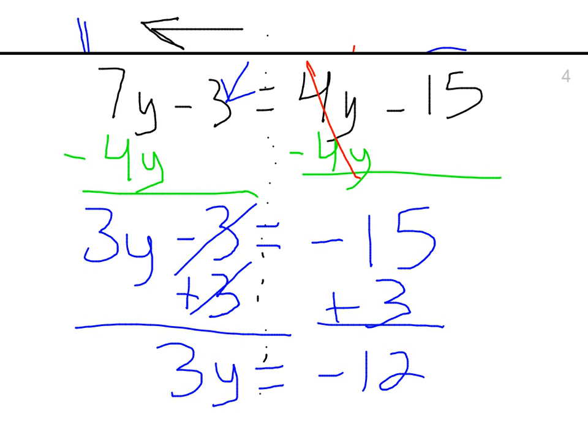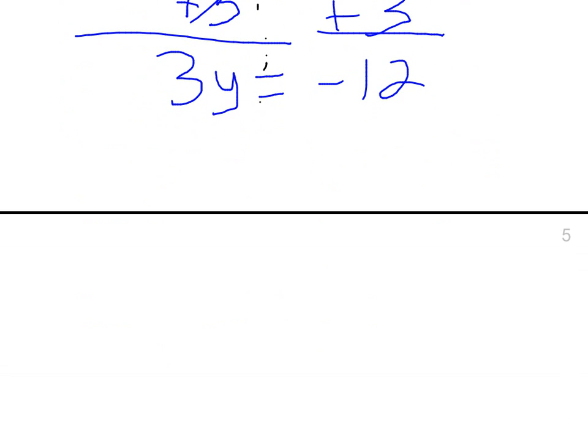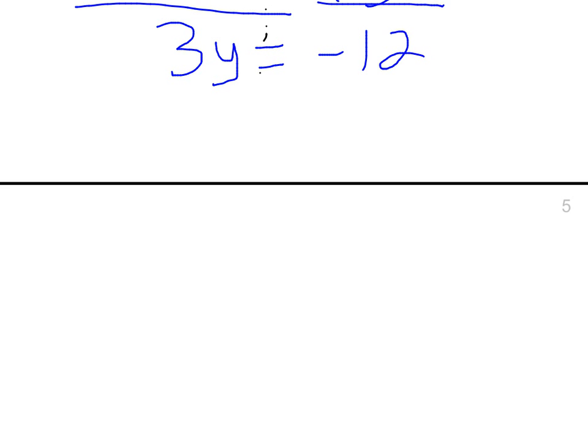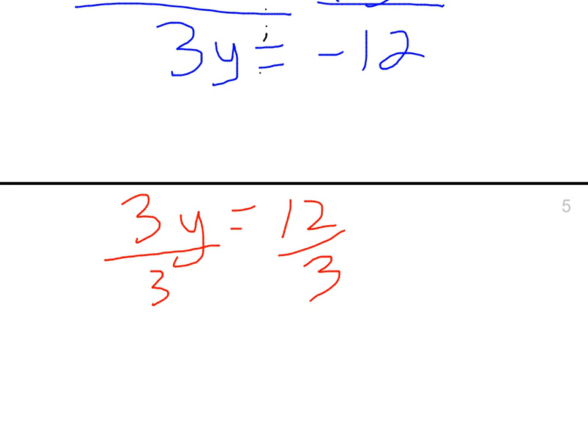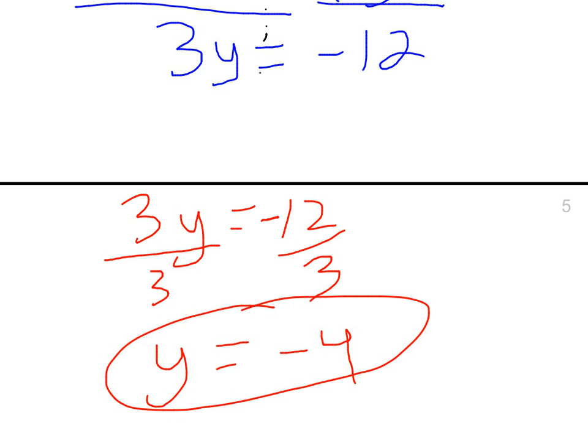I have 3 times y. So how am I going to get rid of that 3? Well, again, we're going to do the opposite. So the opposite of multiplication, division. So we're going to divide both sides by 3. So we're going to end up with y equals negative 4. And now y is all by itself, so that's how we know we are finished.